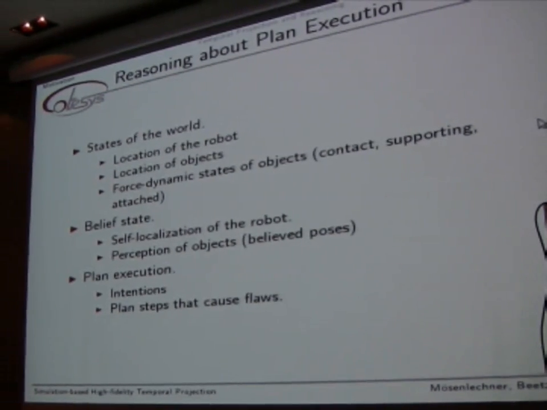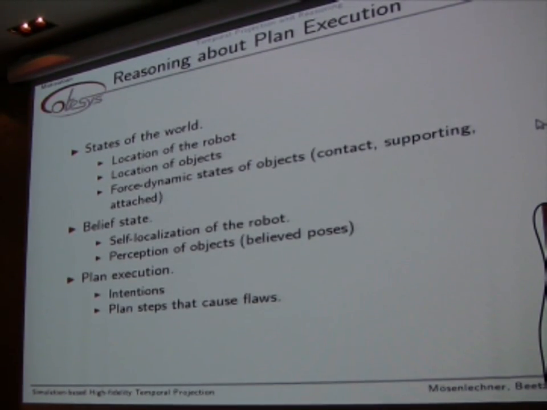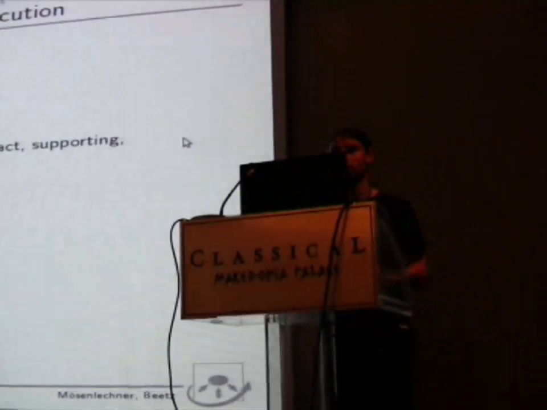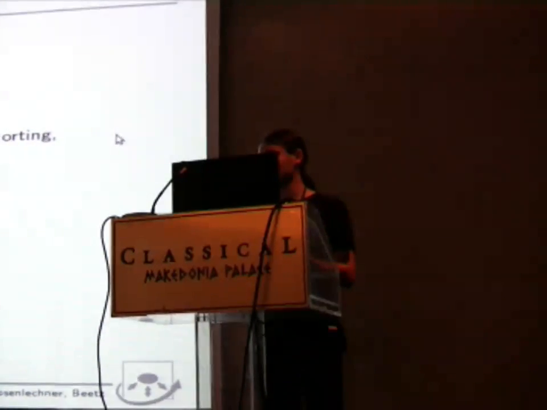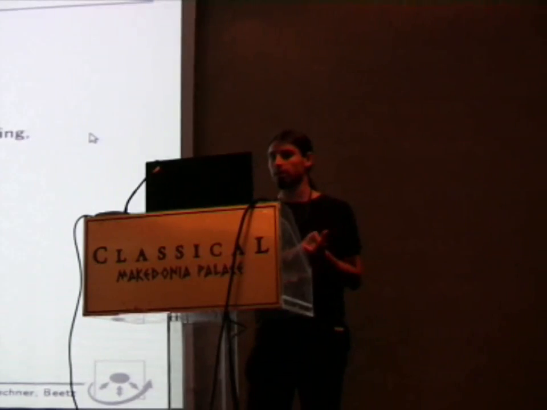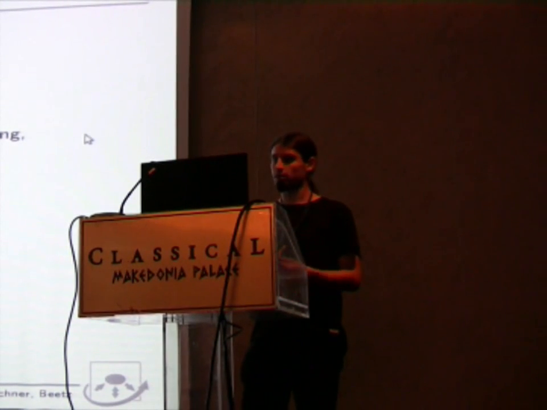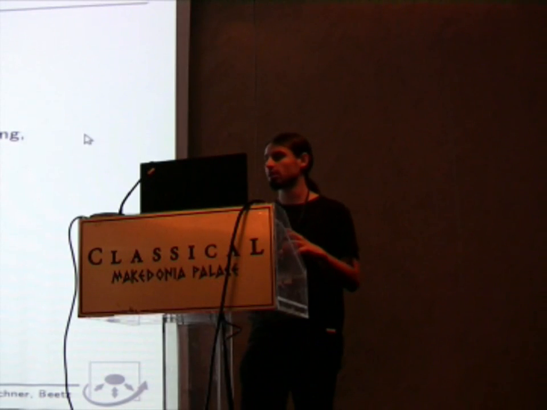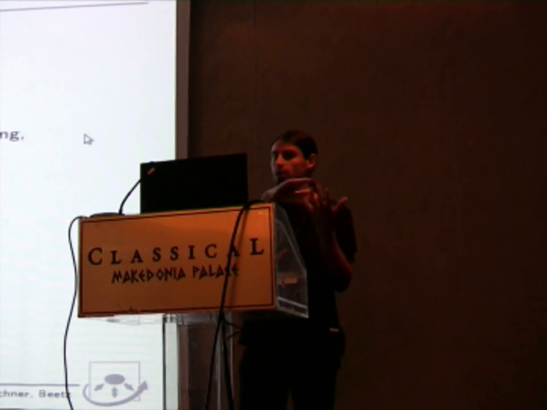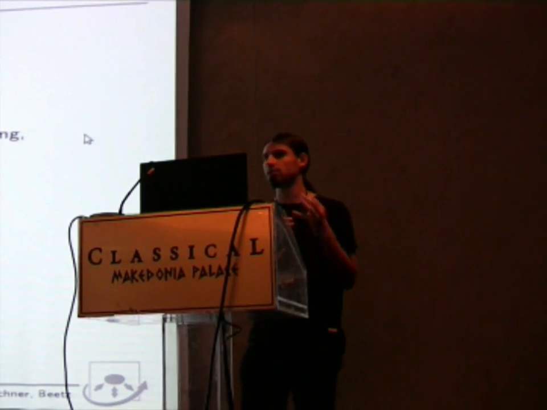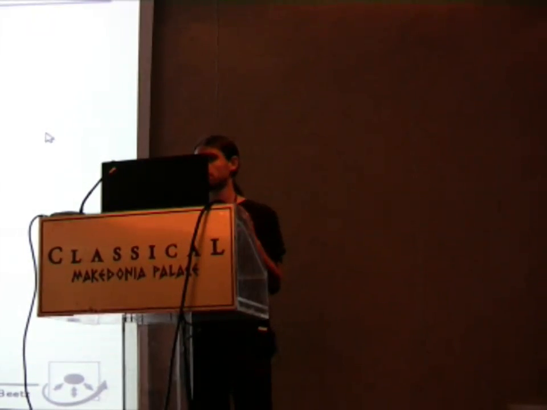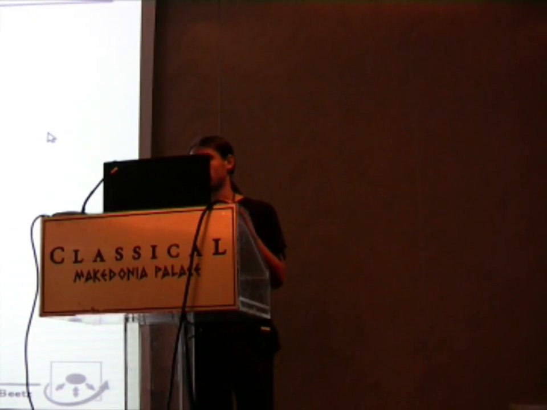Okay, so to summarize, what we want to do is reason about, on the one side, states of the world. So what happened when the robot did some actions really in the world. This includes the location of the robot, the location of objects, and force dynamic states, so contacts and supporting relations, which means that one object is standing on another one, or for instance, that two objects are attached to each other. For instance, the cup, when it's grasped, is attached basically by the robot's gripper.